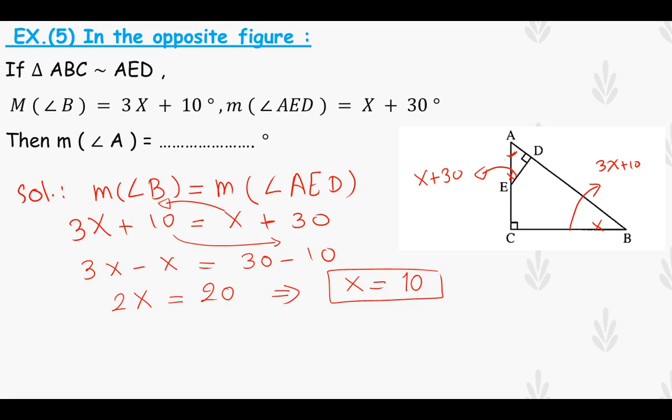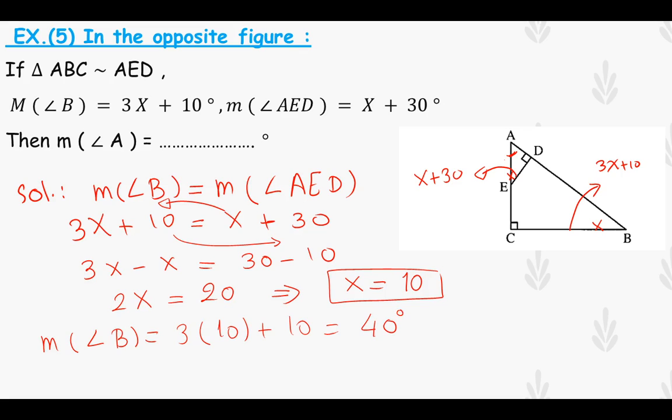So measure of angle A, here we want to find measure of angle A, but first we need to find measure of angle B. Measure of angle B is 3x plus 10, which equals 3 multiplied by 10 plus 10. 3 multiplied by 10 is 30. 30 plus 10 equals 40. So measure of angle B equals 40.